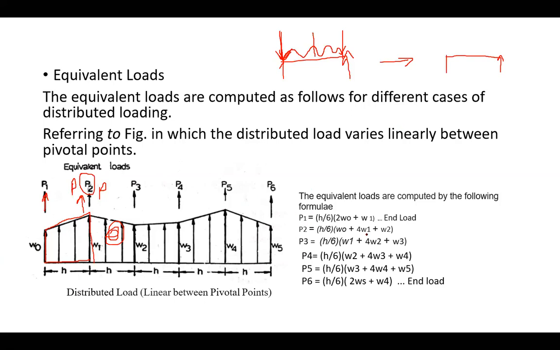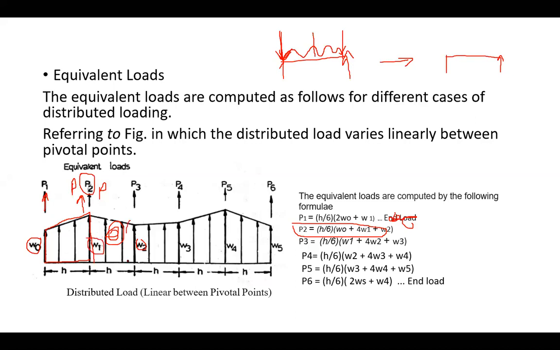The formula given by Newmark for finding the equivalent loads is H by 6 into 2W0 plus W1. This is the starting load, not the end load. So the starting load P1 is equal to H divided by 6 into (2W0 plus W1). That is, twice the first ordinate plus the next ordinate. Next, P2 will consist of H by 6 into (W0 plus W2), the first and the last ordinate, plus 4 times W1, the center ordinate.